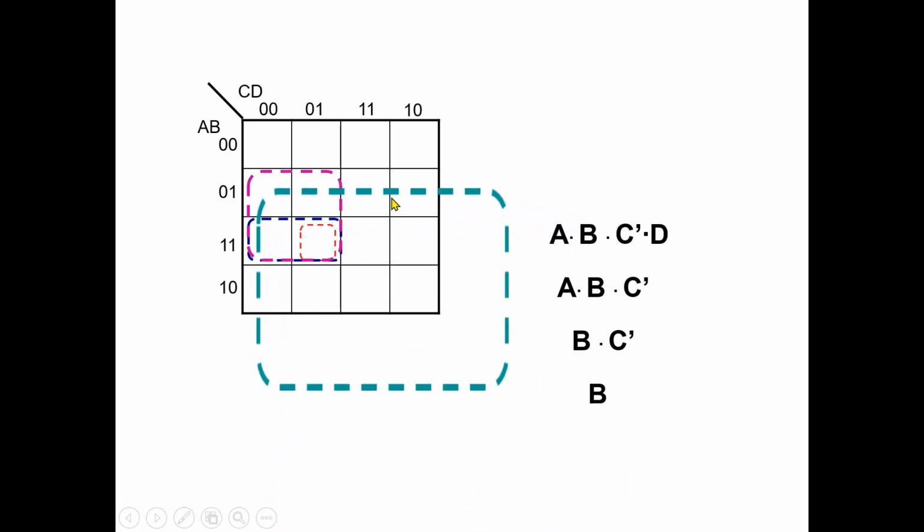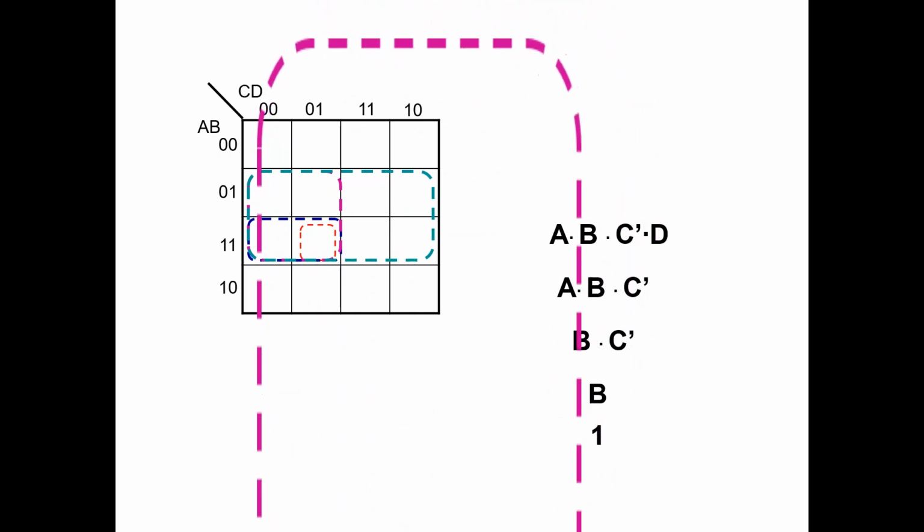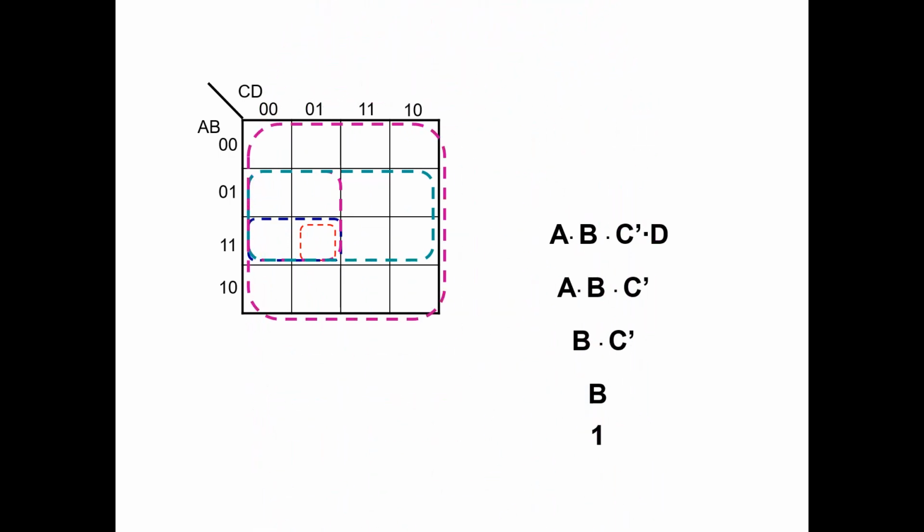Finally, if the function is 1, what happens? That means the function is always 1, right? It does not depend on the value of A, B, C, D. That means every input you give produces logic 1 output, right? So when you group in K-map, you will just group all cells in this K-map that give logic 1 output.